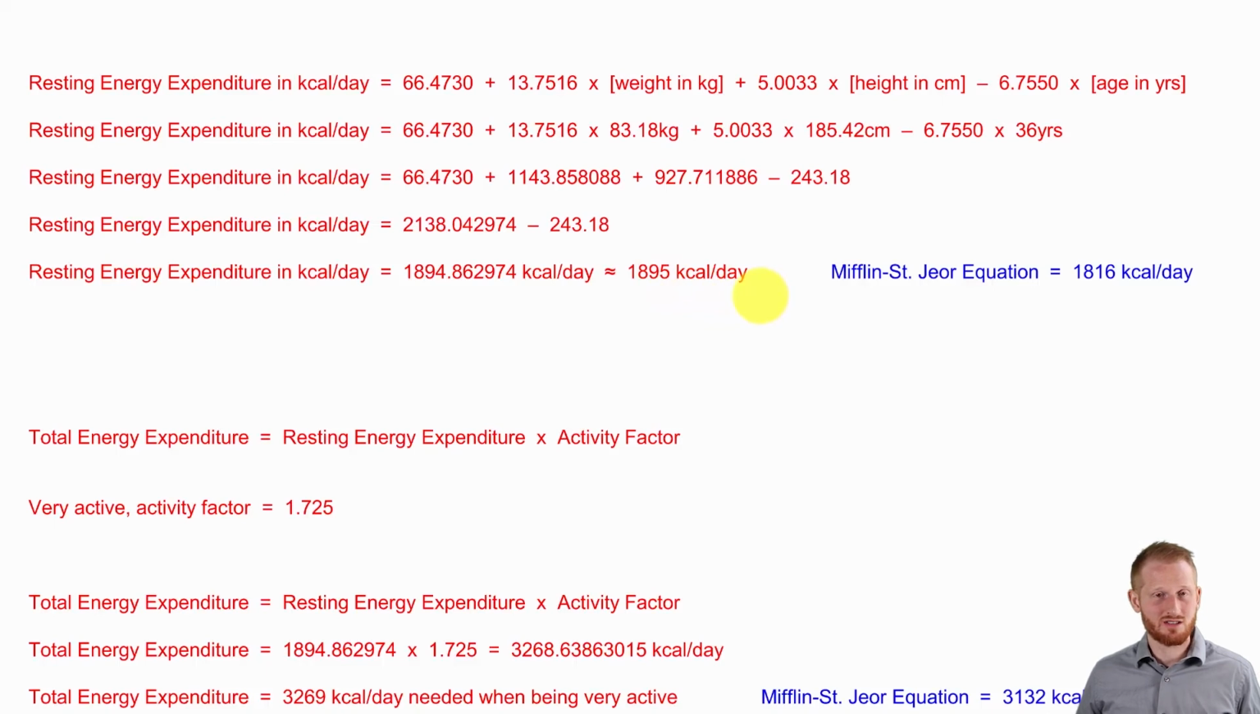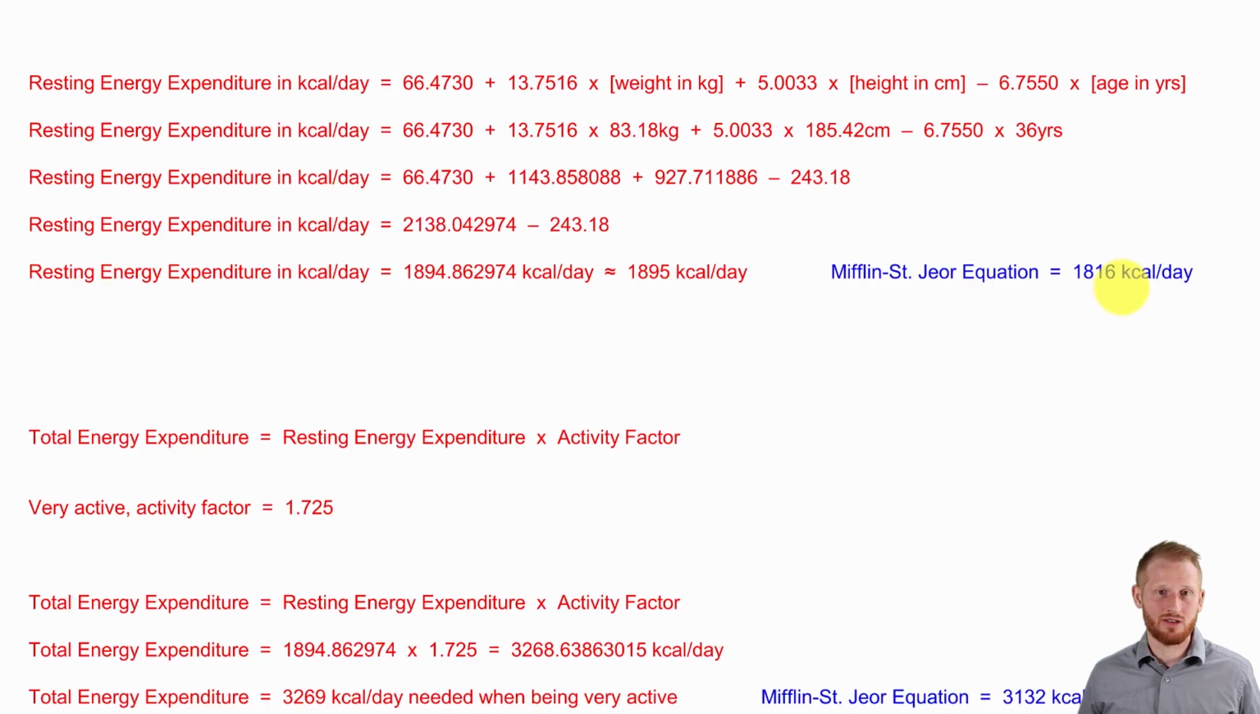Just to give some context here, the other most commonly used formula, and one that is likely a little more accurate for today's cultures, is the Mifflin-St. Jeor equation. I've already done this as well. I've made a video showing the Mifflin-St. Jeor equation for this exact same example, and I'll put the link in the description below. But just to compare the values here, for Harris Benedict we got 1,895. For the Mifflin-St. Jeor, we got 1,816 kilocalories per day of resting energy expenditure.